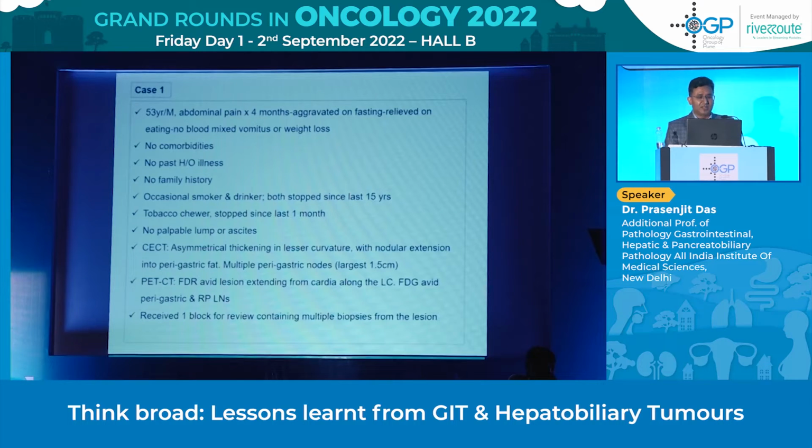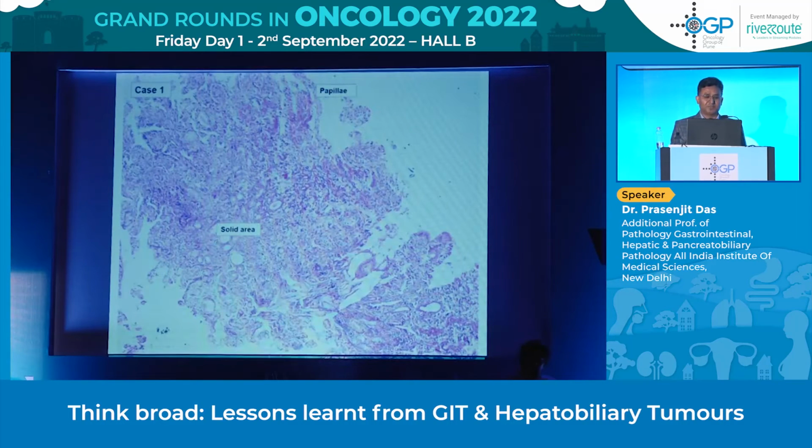On CT, there is an asymmetrical thickening in the lesser curvature with nodular extension into the perigastric fat, and multiple perigastric nodes were there. And on PET-CT, FDG avid lesions extending from the cardia along the lesser curvature. So it is a long ulcerating lesion. But we received 1 block for review containing multiple biopsies from the lesion.